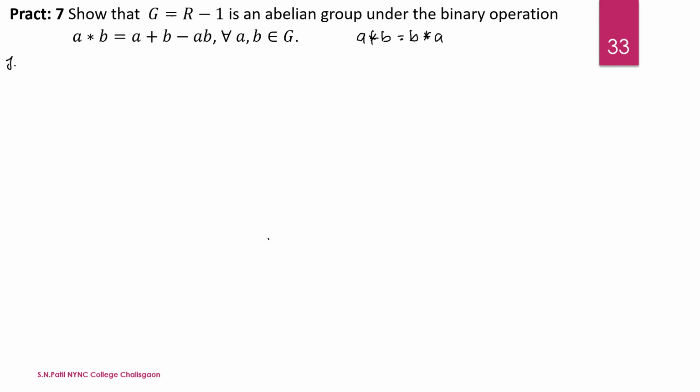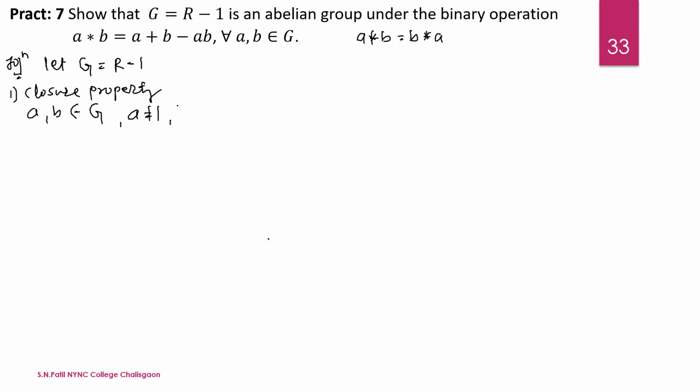Now start the solution. Let G equal R minus {1}. The first property is the closure property. Take two elements a, b in G. If a and b belong to G, then definitely a and b are both not equal to 1. Here it is clearly mentioned that G is R minus {1}.